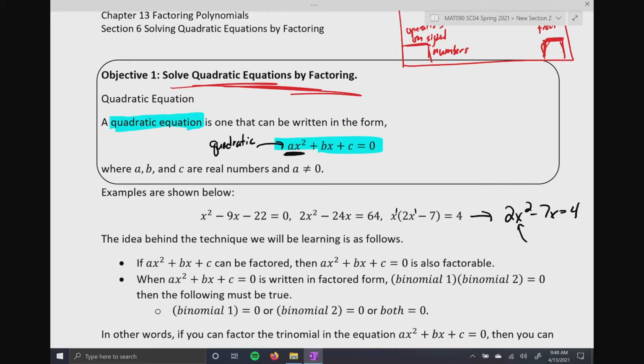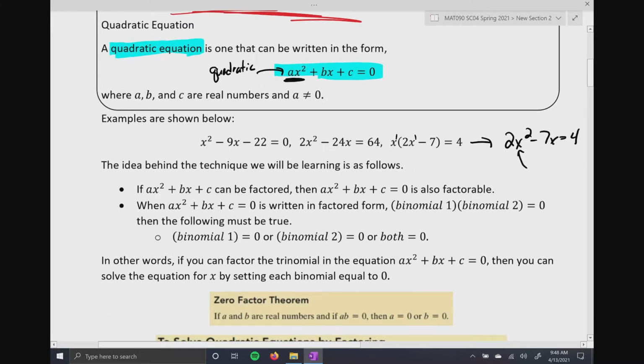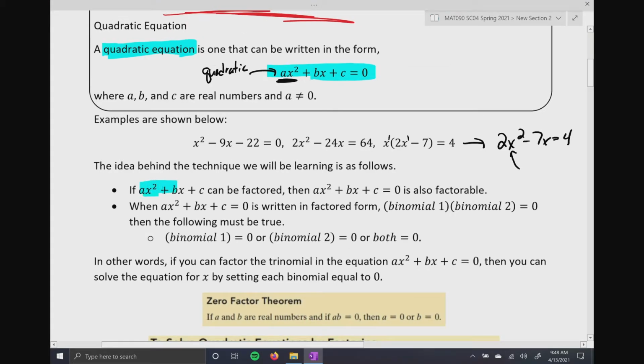All right, so we need to do just a little bit of thinking here. The idea behind this technique actually is summarized here. So, for example, let's say we had a quadratic equation. So we have this quadratic, and it can be factored. That is everything that we learned in sections 2, 3, and 4. All right? So if this can be factored, then the same exact thing, if I set it equal to 0, is also factorable.